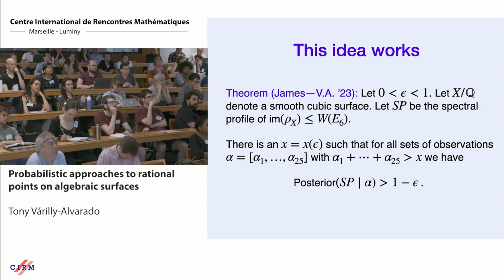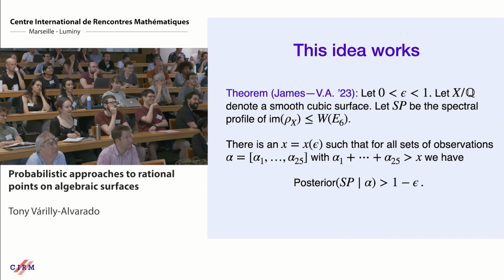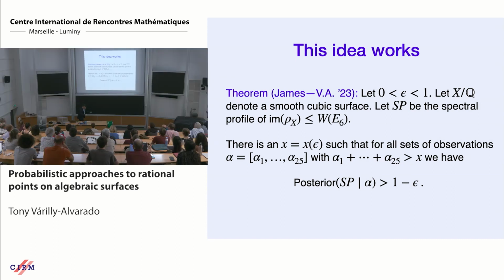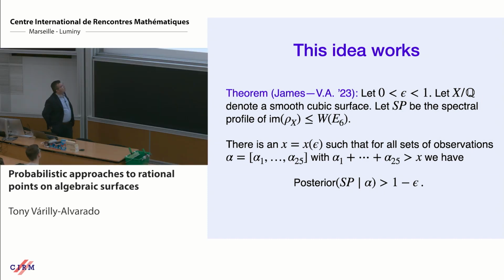I'm going to choose some epsilon between 0 and 1, and I should say I never thought I would say that in a conference in my professional life as a mathematician. Let epsilon be greater than 0, but here we are. And so I'm going to take some cubic surface X, and I'm going to let SP be the correct spectral profile of the image of my Galois representation. I don't know which spectral profile that is. I'm just sort of labeling it. It's there. It's one of them.